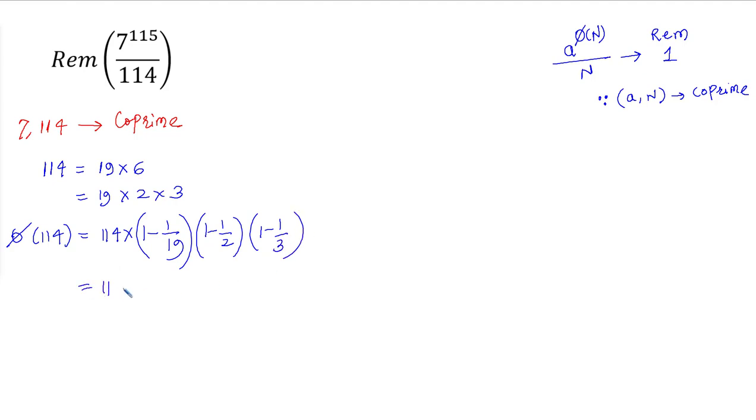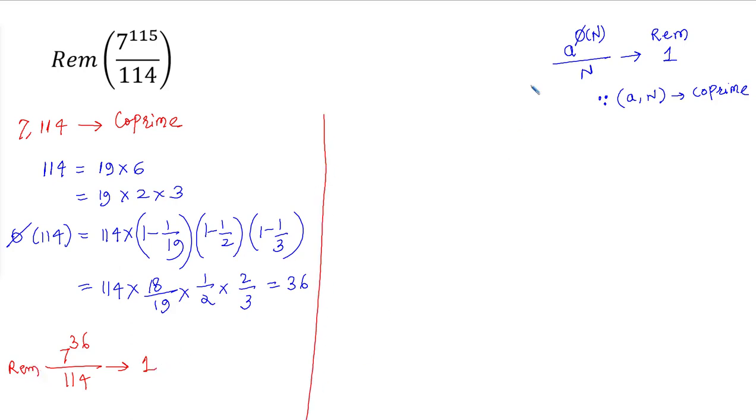So 114 into 18 by 19 into 1 by 2 into 2 by 3. So the Euler is going to be how much? Euler is going to be 36. 18 to the 36, and the denominator will get cancelled out. So from this what we can conclude is 7 to the power 36 divided by 114, this remainder is going to be 1. Now how we can use this? Let's have a look at it.